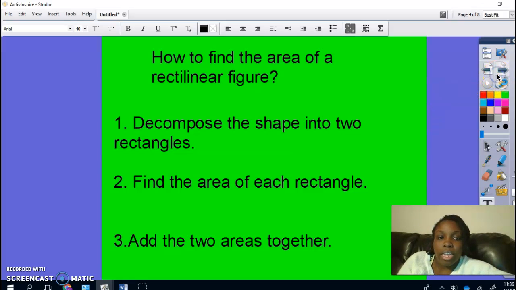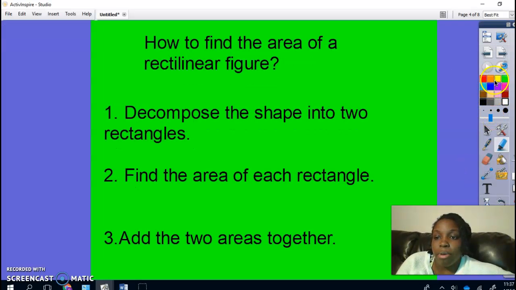So we're going to go ahead and think about these steps. Make sure you're writing these down. The first step to finding the area of a rectilinear figure is to decompose the shape into two rectangles. Decompose. That word should stand out to you. Decompose means to do what? It means to break down. I'm just going to highlight or underline that. Decompose means to break down or break apart shapes.